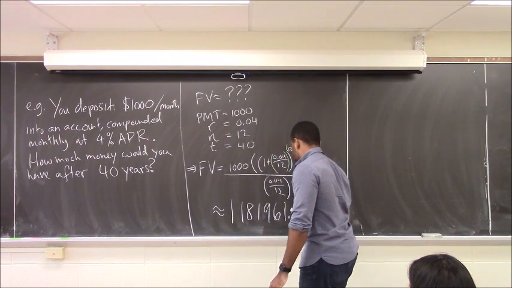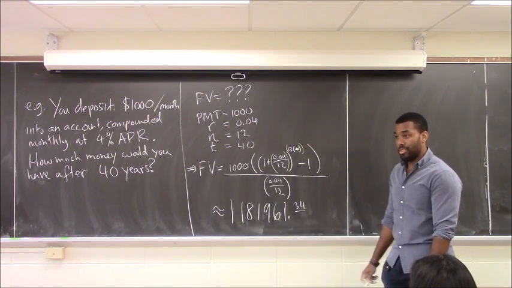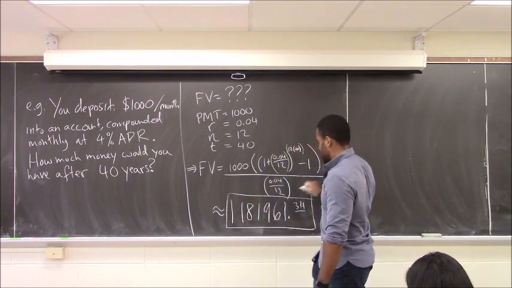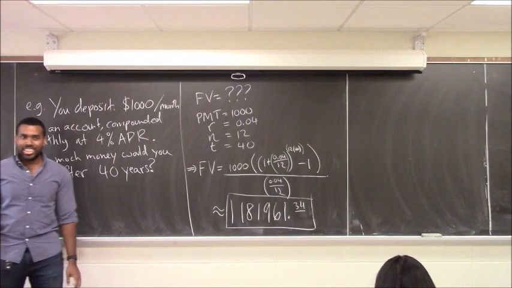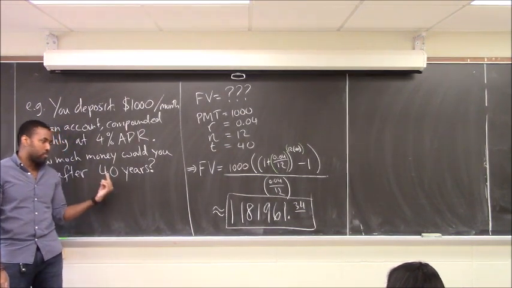$181,961.34. I did it twice, so it should be right. That's how much you would make. Yeah, I didn't want to say it. Over 40 years, 1 million seems like a lot, right? I don't want to be wrong. That's the magic of compound interest running for 40 years.